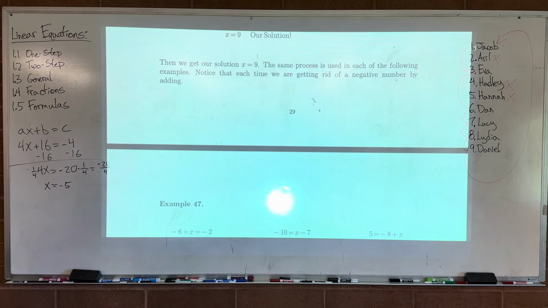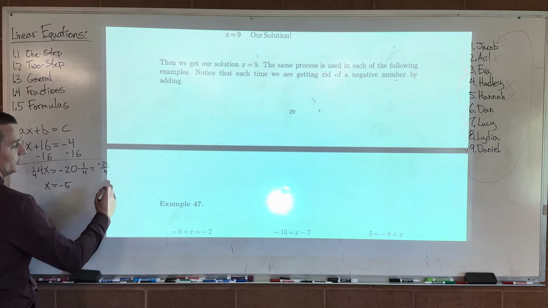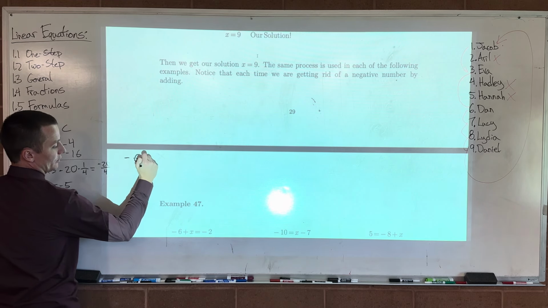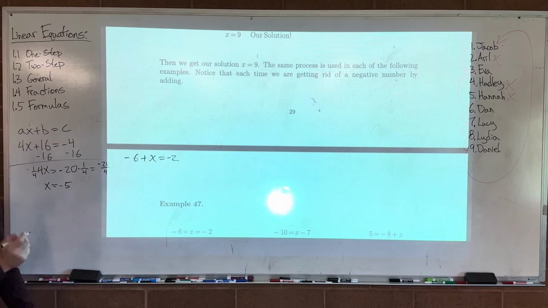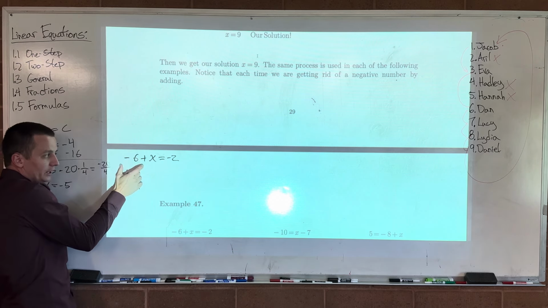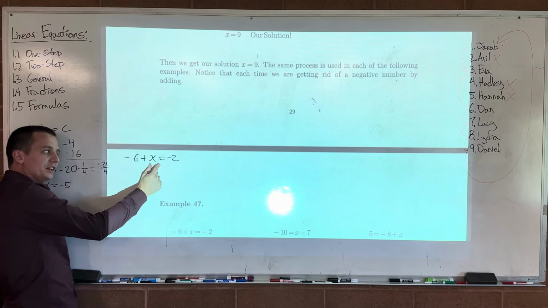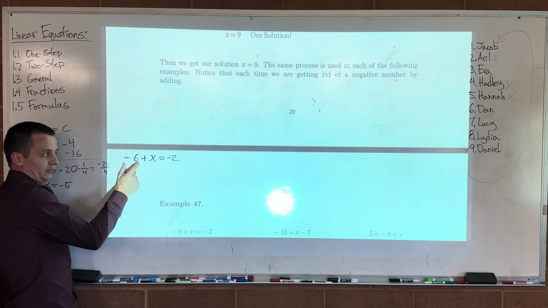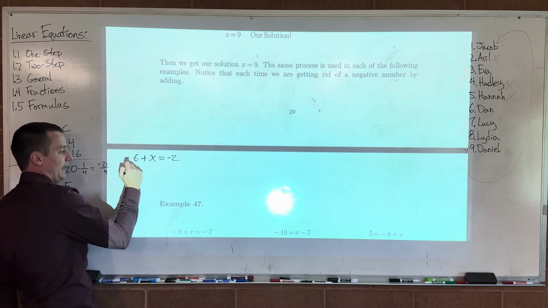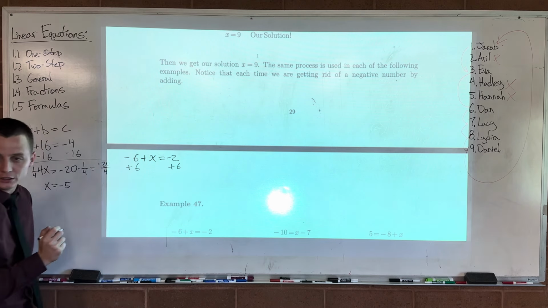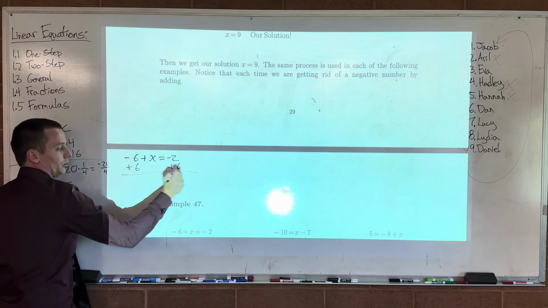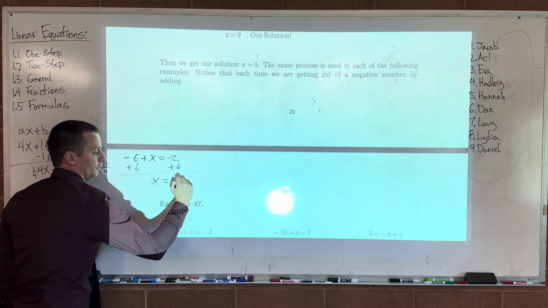We'll do these 3. So now we have negative 6 plus x is equal to negative 2. What do we do? Add 6 to both sides. I want to get rid of whatever is next to the x. I want the x by itself. So I need to get rid of this. How do I get rid of the negative 6? I add 6. But what I do to one side, I have to do to the other, otherwise it's not equal anymore. So we're left with x here is equal to 4.